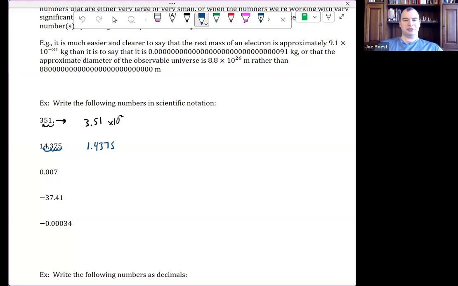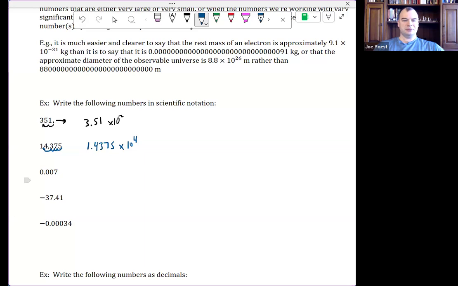I moved 4 decimal places to the left, and to account for that, I then need to multiply by 10 to the fourth. Is it true that 14,375 is like 1.4 or so 10,000s? Yeah, that makes sense. It's a little above 10,000. What about a number like 0.007?